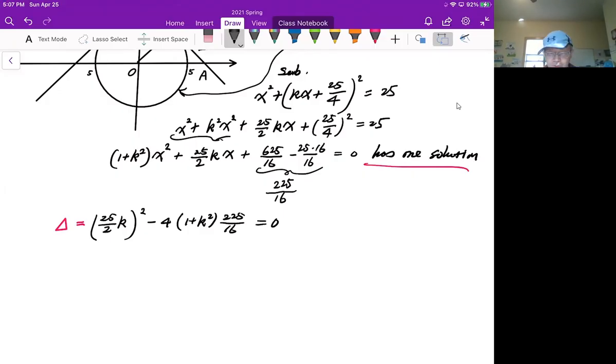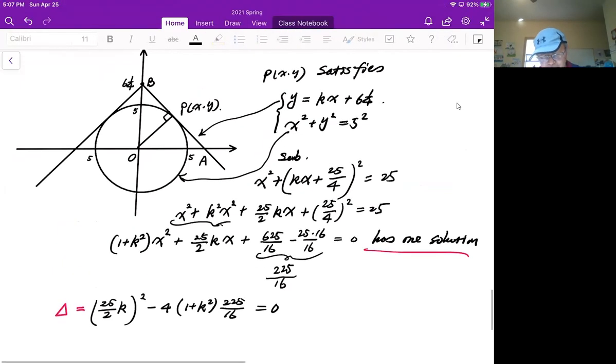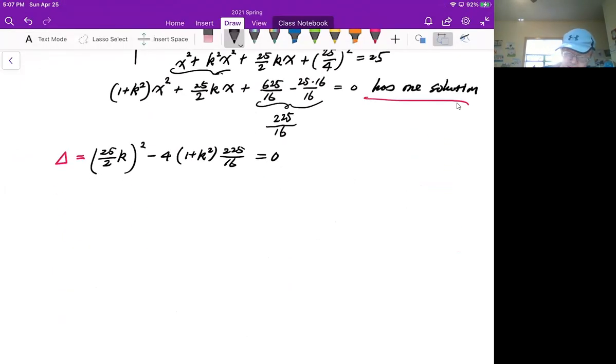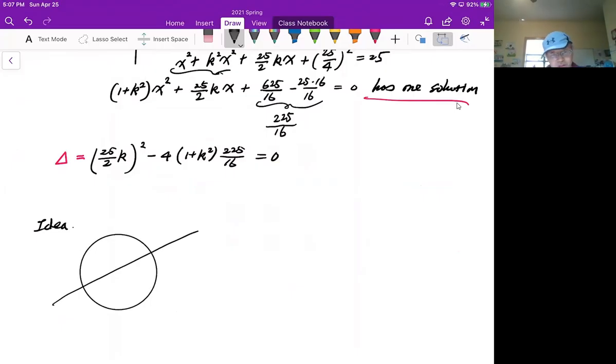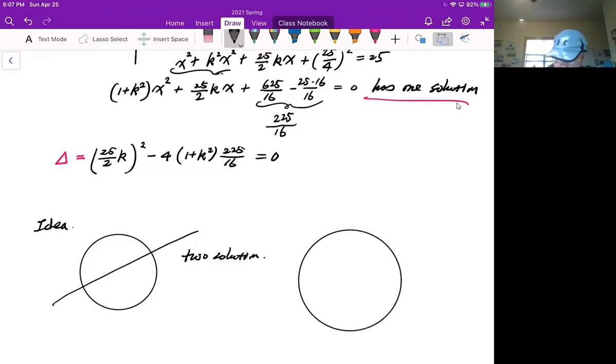Okay, let me repeat that. So what's going on here? The idea is that if you have a circle and you solve this equation, there are two solutions. And if you have a circle and then you have a tangent line like that, this one has exactly one solution. That's the idea. But how do I know you have one solution where the determinant is equal to 0?